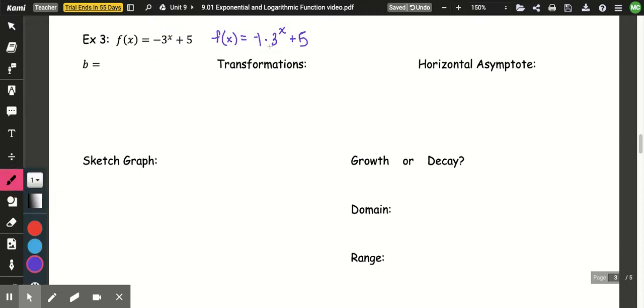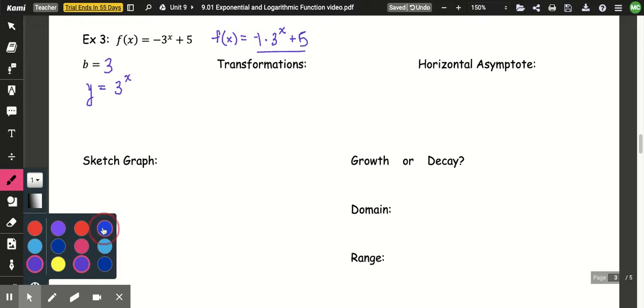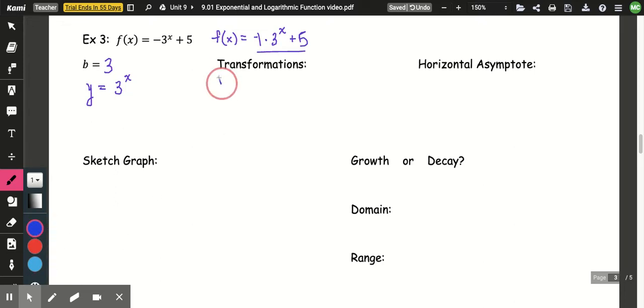So our b value on this one, thinking about what it actually means, would be a 3. So my parent function would be y equals 3 to the power x. Now let's go through all the transformations. Like we mentioned before, that negative 1 in the front is a reflection over the x-axis. The x is alone in the exponent, so that means there's no horizontal shift. There is a plus 5 on the end, so that 5 is going to be a vertical shift. And because it says plus, it's up.